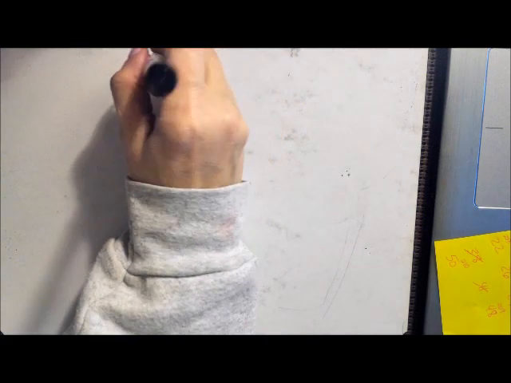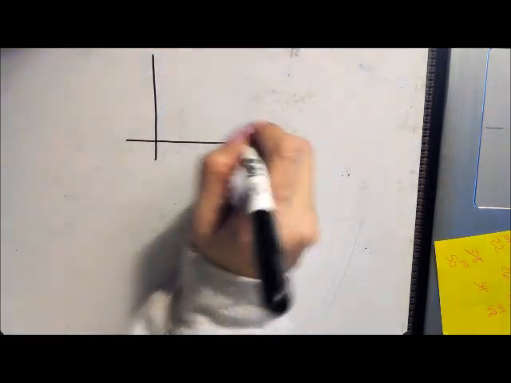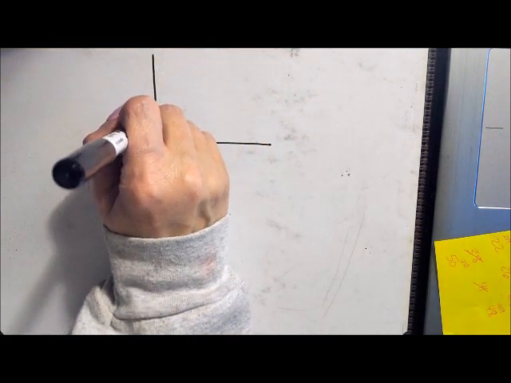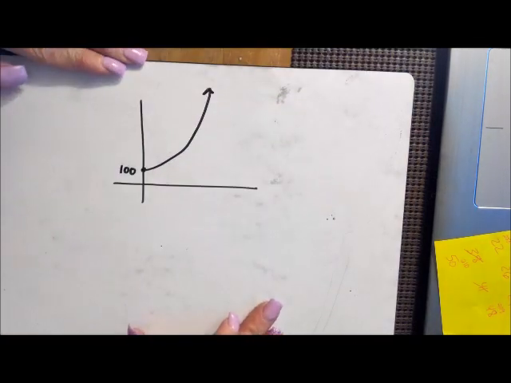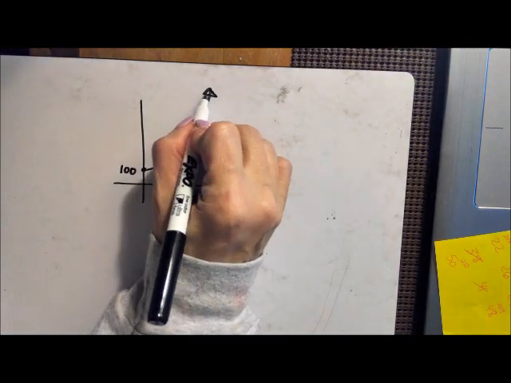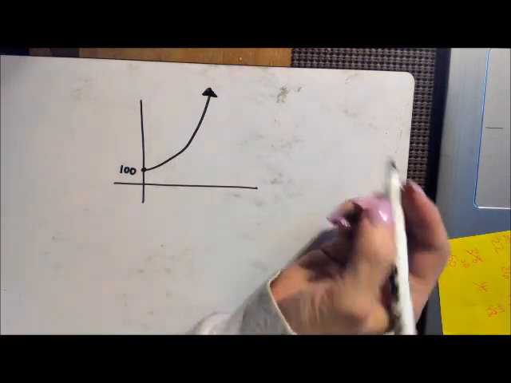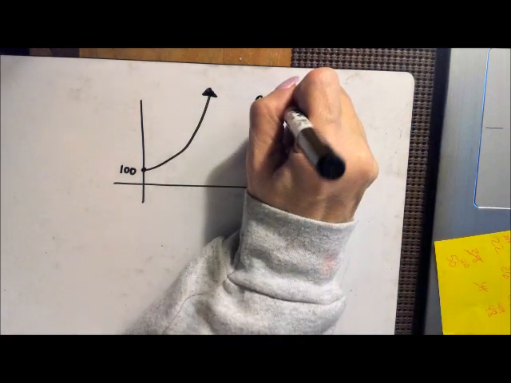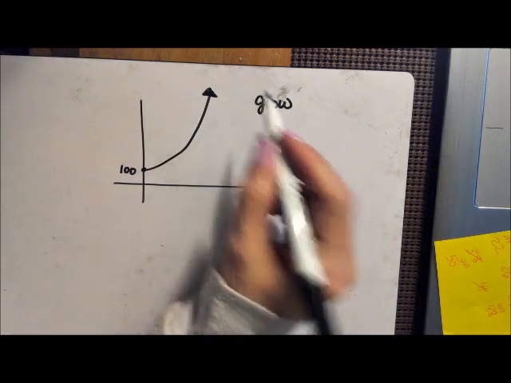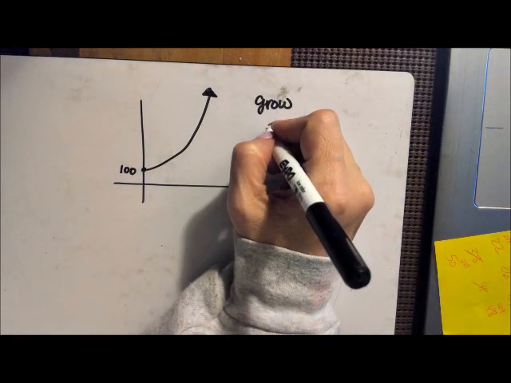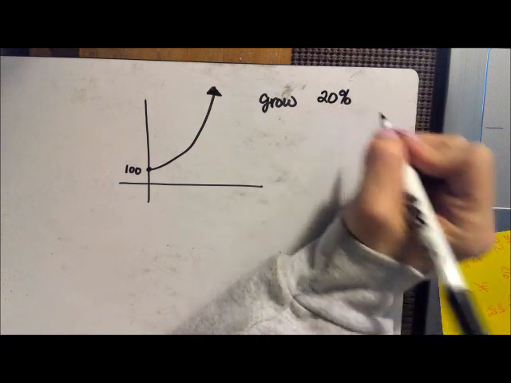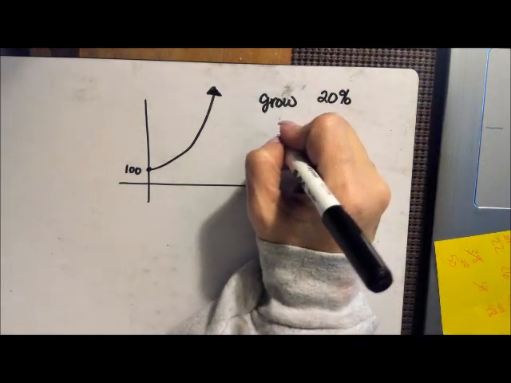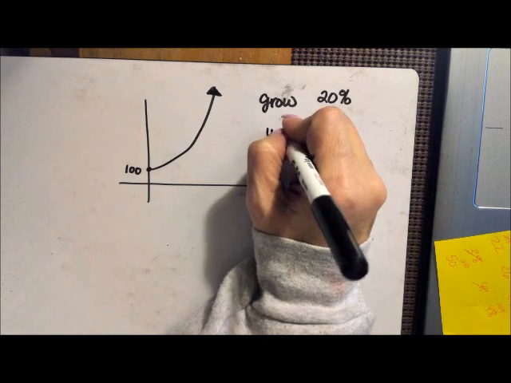Now let's look at those key features. Let's say I'm going to start here. I'm going to call this 100. Would I say this is a growing or a decaying graph? I would say it's growing. Read from the left to the right, and it's getting bigger. Let's say it's growing by 20%. That's what it's growing by. I want to know, what is my y-intercept?